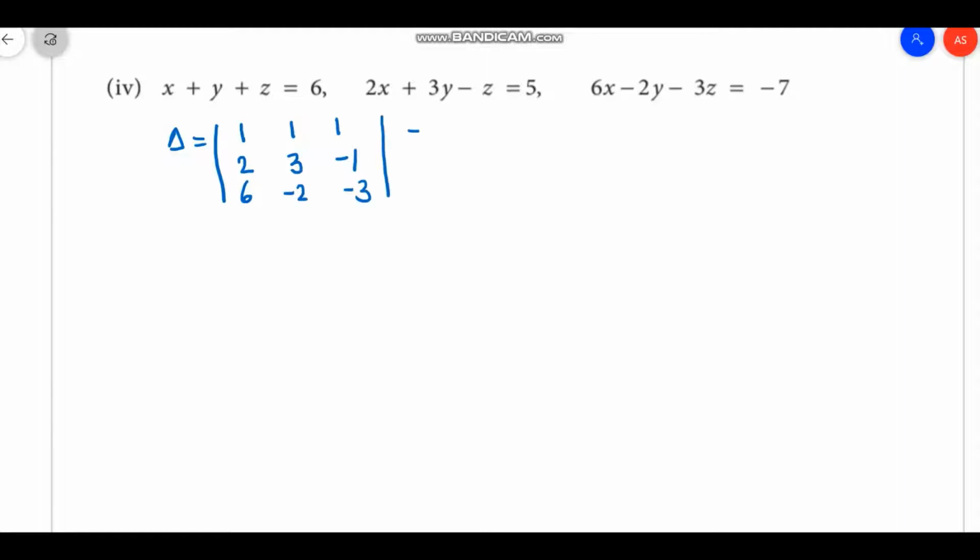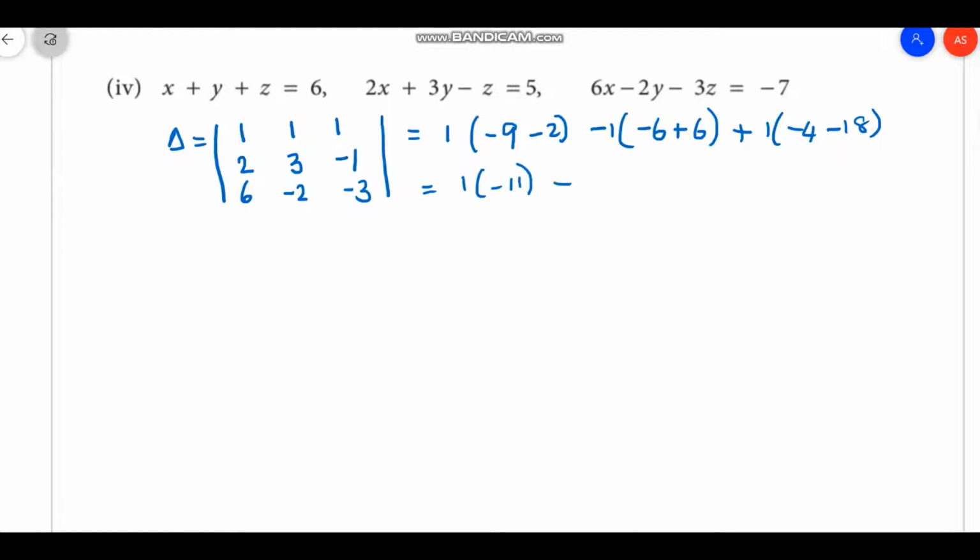Let me expand this delta. So 1 into minus 9 minus 2, and minus 1 into minus 6 plus 6, and plus 1 into minus 4 minus 18. So what do we get? We get 1 into minus 11, minus 1 into 0, plus 1 into minus 22. So simplification, minus 11 minus 22, which is minus 33.